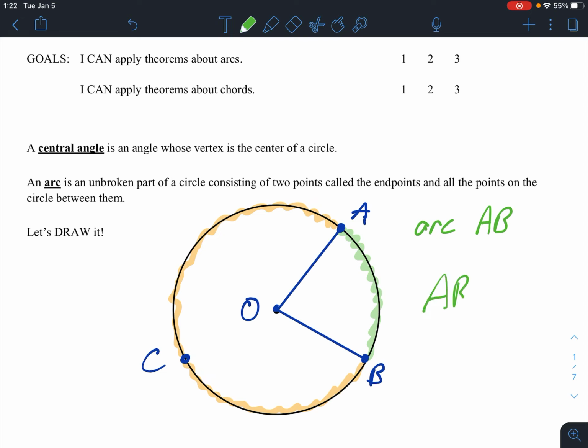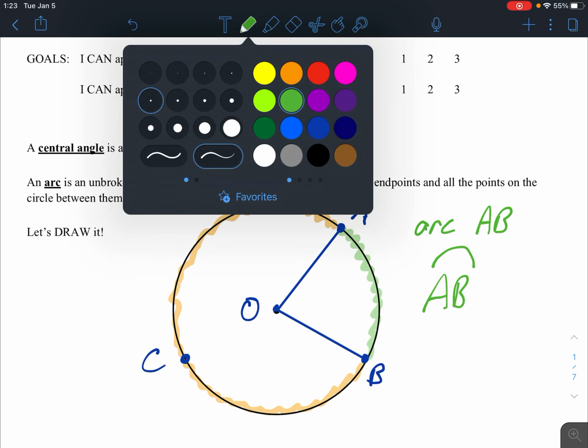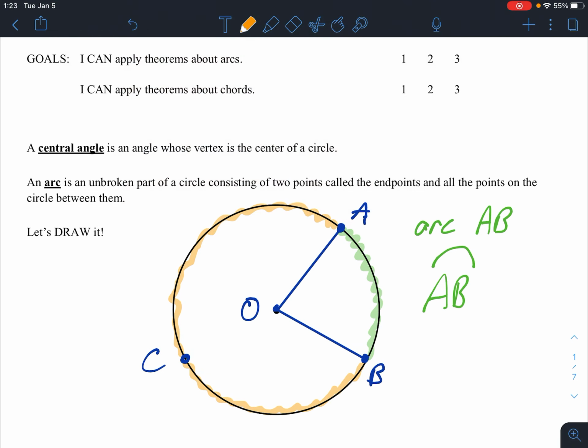Okay, arc AB. So how do we write that? We put an AB, and then remember back in the first semester we had a lot of hats that we would give these 2 points. There's a new hat, it's an arc hat, and it looks like that. So this is read as arc AB. Okay. The orange one is not called arc AB. We'll talk about what that's called now, but we'll say why in the next slide. We would actually call this one arc ACB. So you'd write ACB with an arc on top of it.